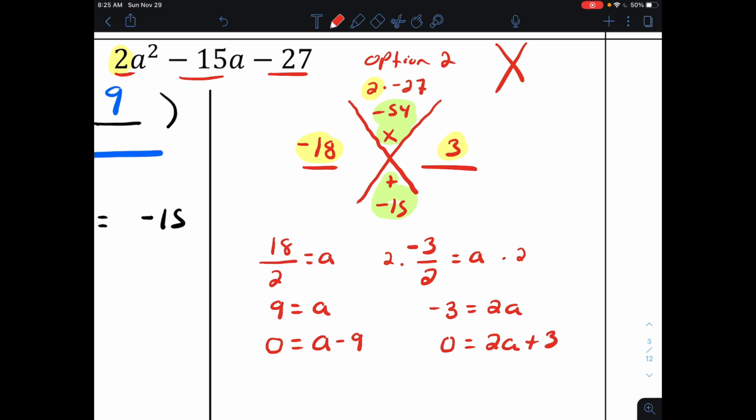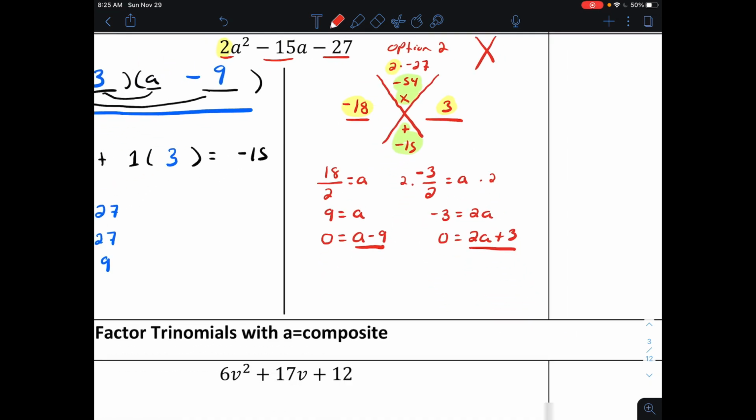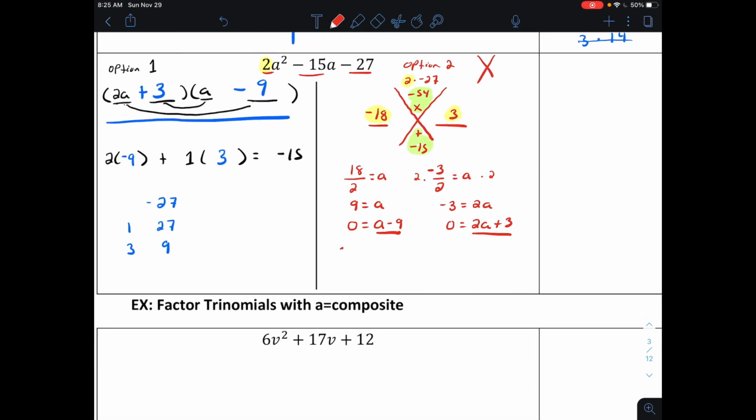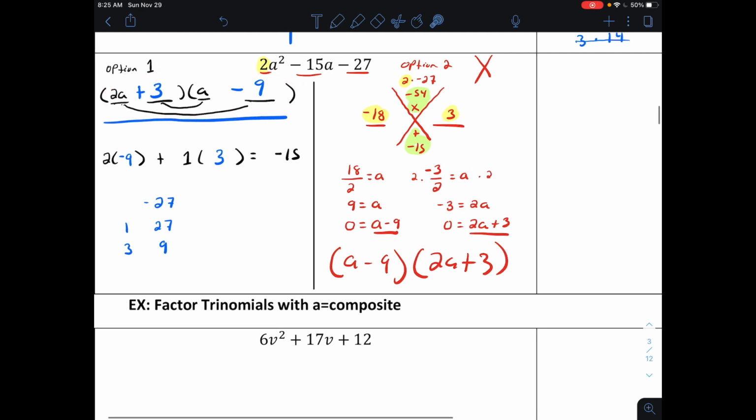Now from here, we're going to take these two expressions of a, and those are our factors. And so if I write this in factored form, I'd have a minus 9 times 2a plus 3, and you'll notice that those two factors are the same factors we got doing option 1.